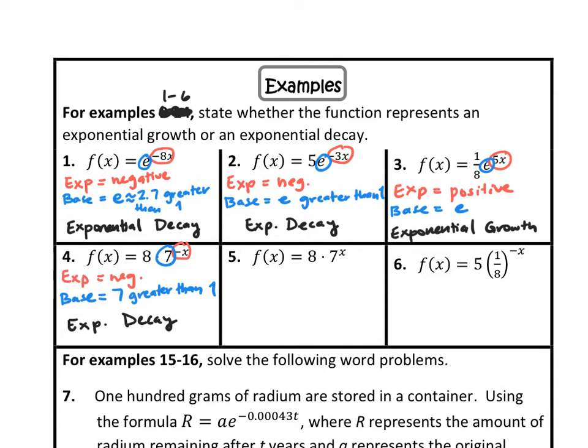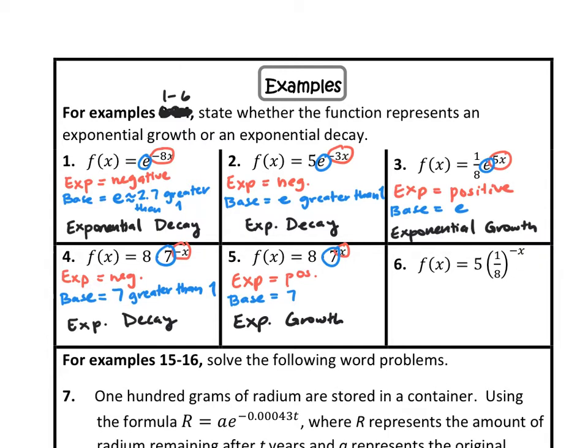Example 5. We have an exponent that's positive, and we have a base of 7. So 7 is definitely greater than 1. So what did we do for example 3? Right? We said if the exponent is positive and the base is greater than 1, then we have exponential growth. So my conclusion for number 5 is exponential growth.